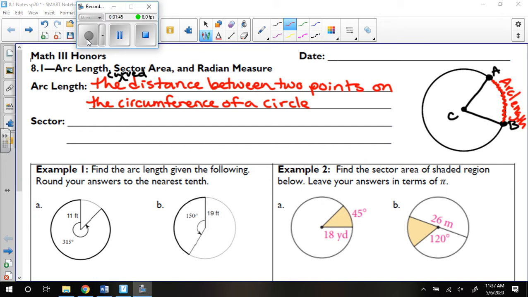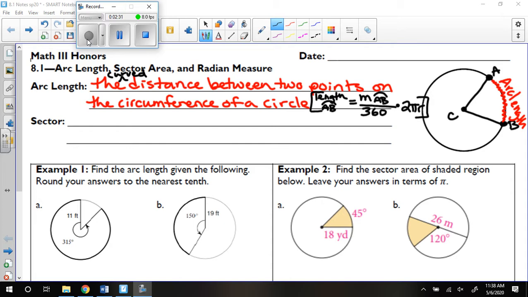Now in the last unit, we found that arc measure, like the degree amount. Now we're actually going to find the length of it, like in units, centimeters, feet, etc. Okay, and to do that, your formula, I'm going to try and put it beside my definition here. The length of arc AB is going to be the measure of arc AB, so the degree amount, divided by 360 and multiplied by 2 pi r. Okay, so that's your formula.